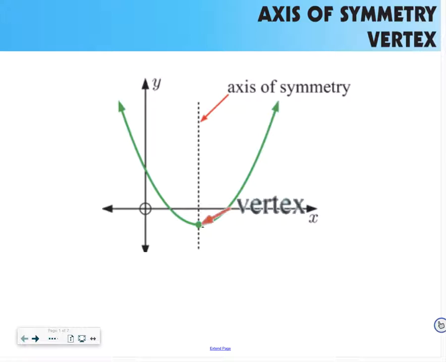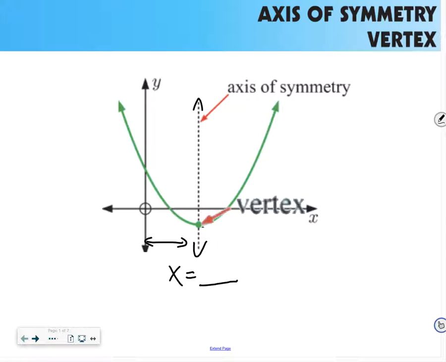Alright, mathletes, here we are looking at axes of symmetry and vertexes of quadratic equations and parabolas. The axis of symmetry is a line that divides our parabola into two symmetric halves. Notice our axis of symmetry is always going to be vertical. And remember, vertical lines always take the format of x equals some value, depending on how far left or right it is from our axes.